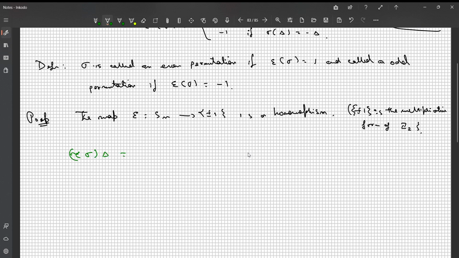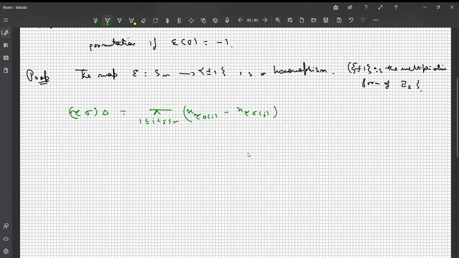Clear? Okay. So let's come to the explanation of this. This explanation is also pretty easy to notice because you consider tau sigma of delta. So this is nothing but, from the definition, the product over 1 less than or equal to i less than j less than or equal to n of x of tau sigma of i minus x of tau sigma of j.